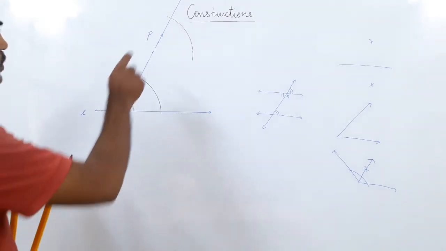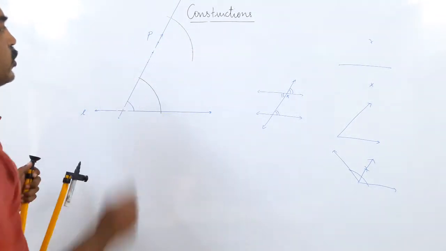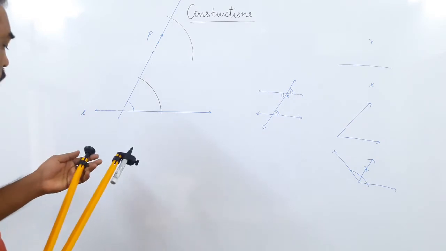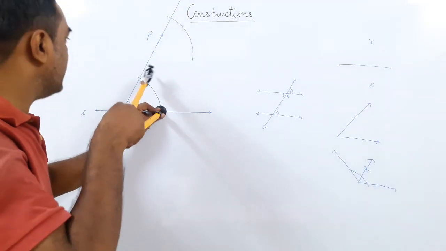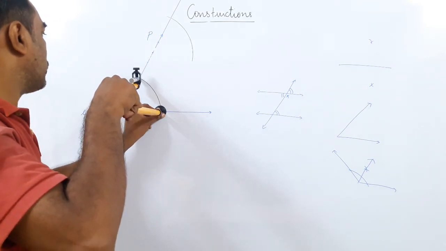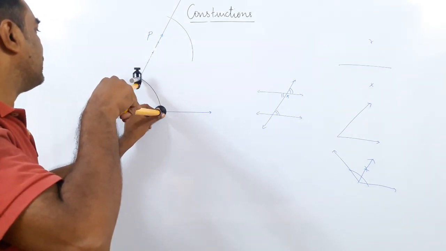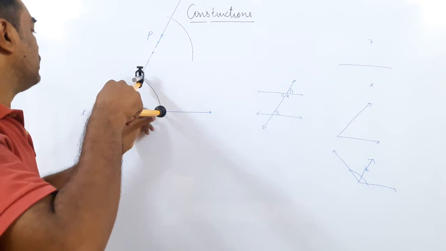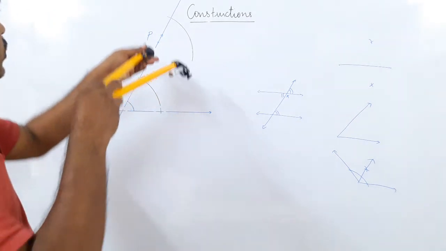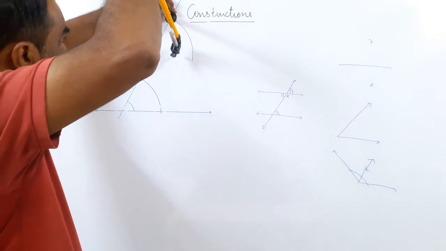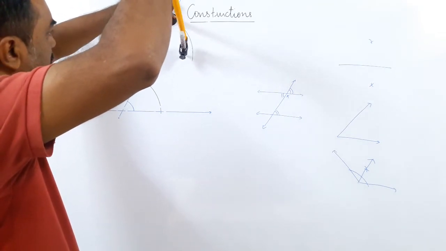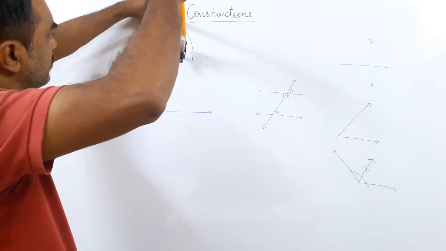Now this angle and this angle should be corresponding and should be equal. Now how do I make it equal? From this point I am going to measure. This is exactly where they cut each other. So this is the measure. So from here I will cut at the same point.